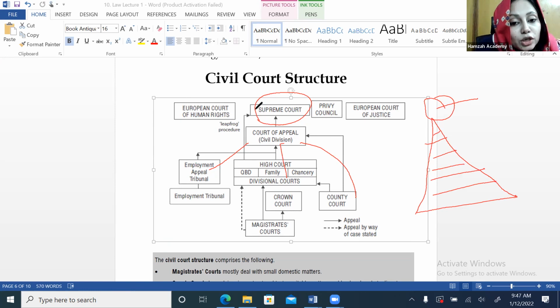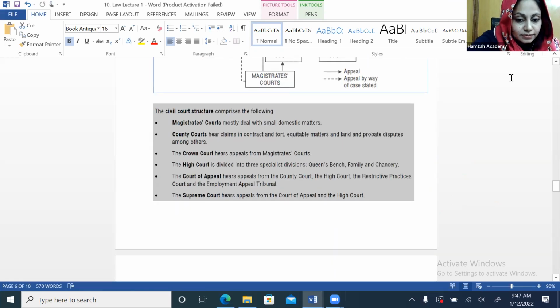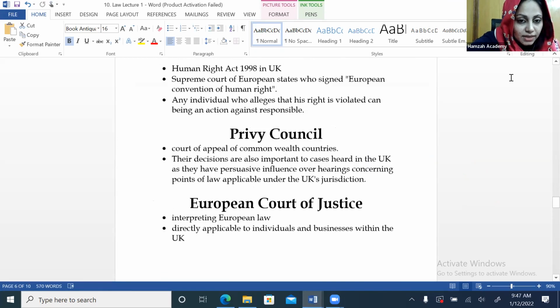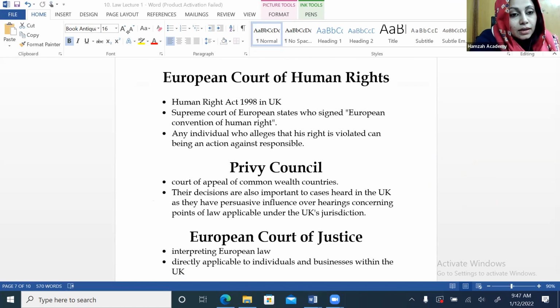Now, equivalent to the Supreme Court of every state, three other courts are working. First, European Court of Human Rights. Second, the Privy Council. And third, the European Court of Justice. Now, what are these? Let's understand this. European Court of Human Rights. Okay, what is the European Court of Human Rights?